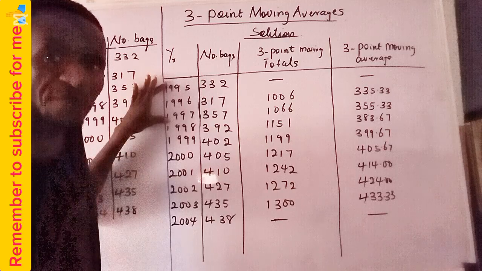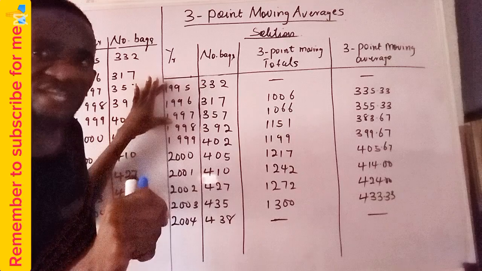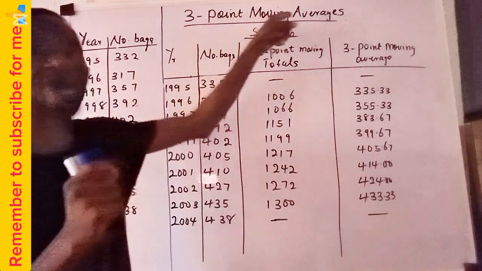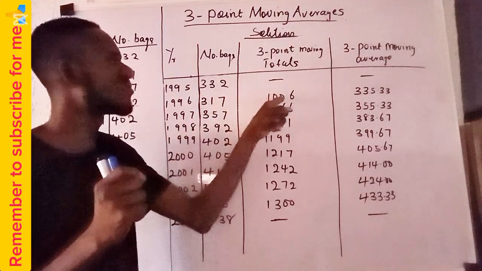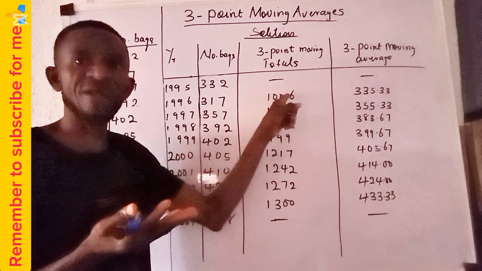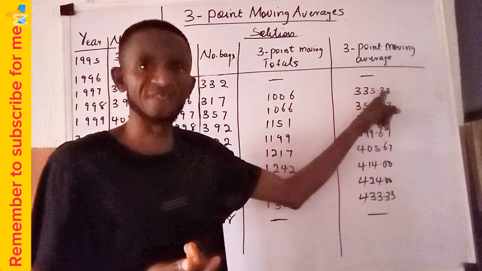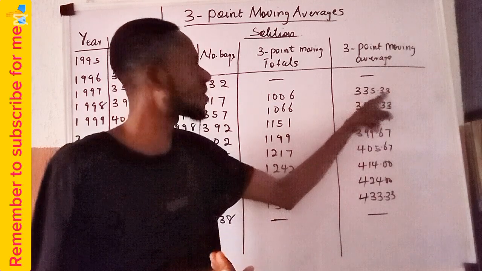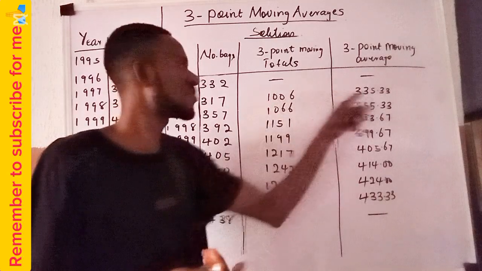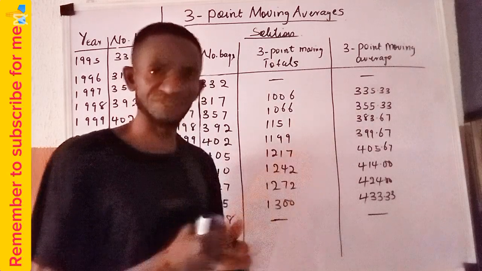Okay? What do we mean by average? Average means total of the points you are interested in divided by the number of the points. We are interested in 3-point moving averages. We have obtained our 3-point moving total here. We now divide this 3-point moving total by 3 in order to arrive at what we call 3-point moving average. So this 335.33 is obtained by saying 1006 divided by 3, and you arrive at this. And this is what we call 3-point moving average.